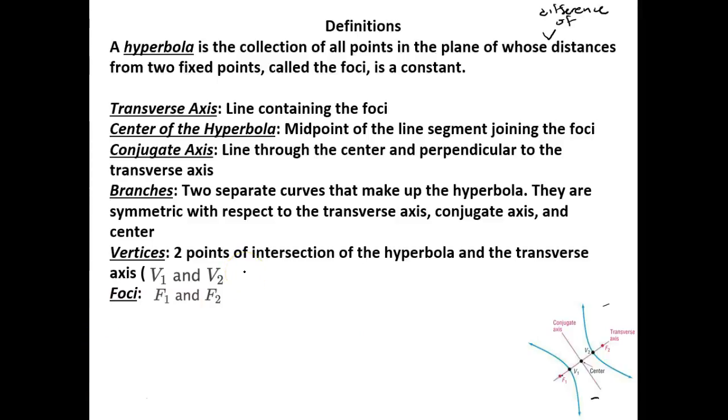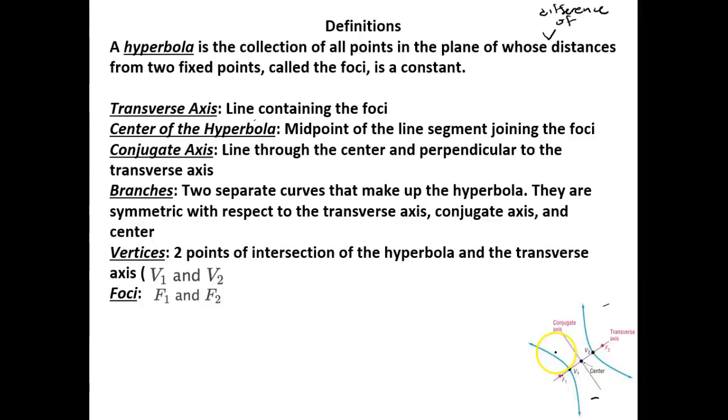Alright, so a transverse axis is a line containing the foci. This right here is the transverse axis. The center of the hyperbola is the midpoint between the two foci. The conjugate axis is the line through the center, perpendicular to the line through the foci, which is the transverse axis.